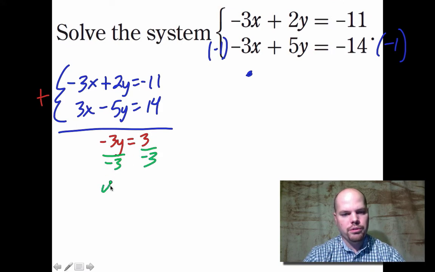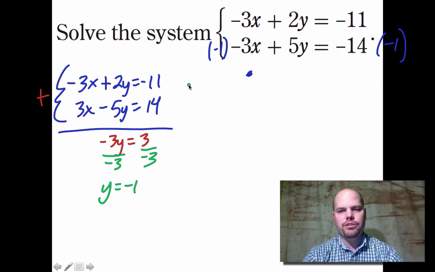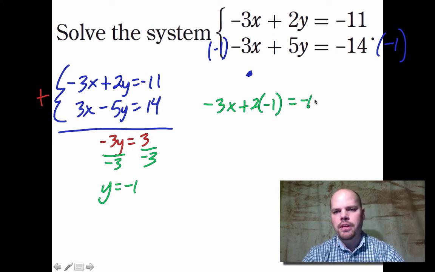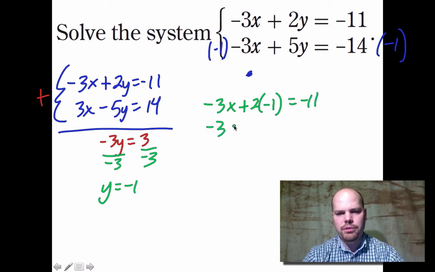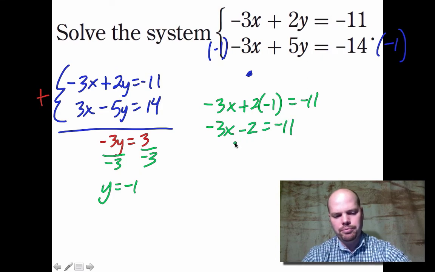And we end up with y equals negative 1. Now, use any equation you want to solve for x, so maybe just use the top one, the one we started with. Negative 3x plus 2 times y, now y we just discovered was negative 1, equals negative 11. So negative 3x minus 2 equals negative 11.